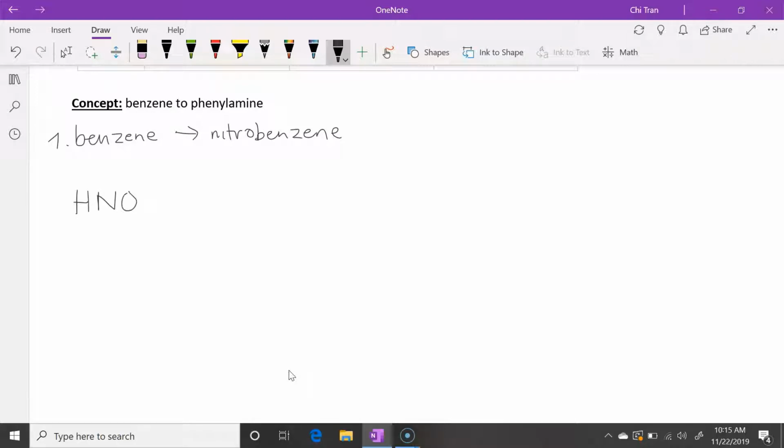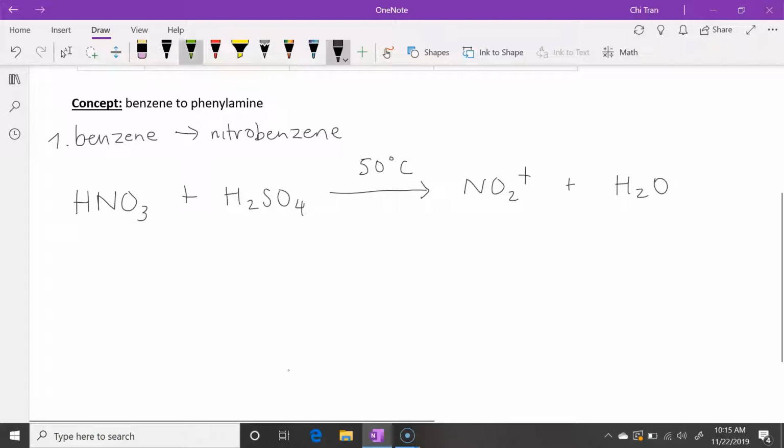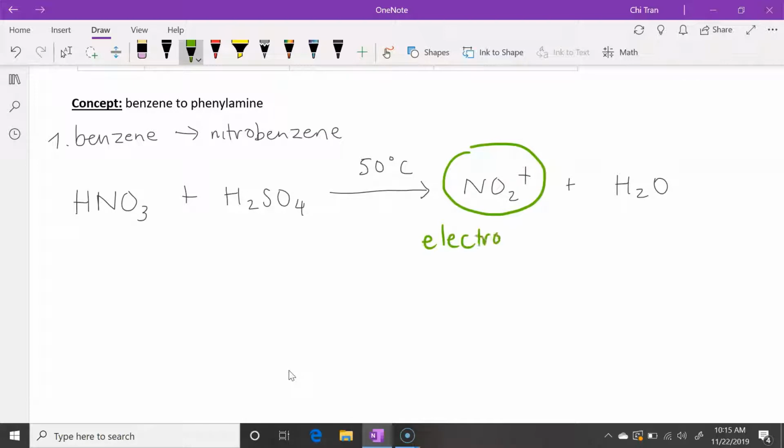Firstly, we need nitric acid, which is HNO3, and sulfuric acid acting as a catalyst, H2SO4. And this reaction occurs at 50 degrees Celsius. And as a result, we would get NO2+ and H2O. And so the NO2+, which is the nitronium ion, is an electrophile, which qualifies to be a reactant to react with benzene.